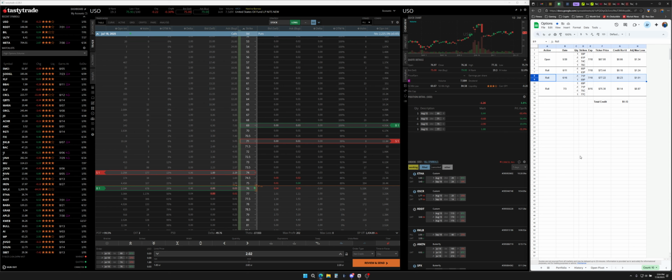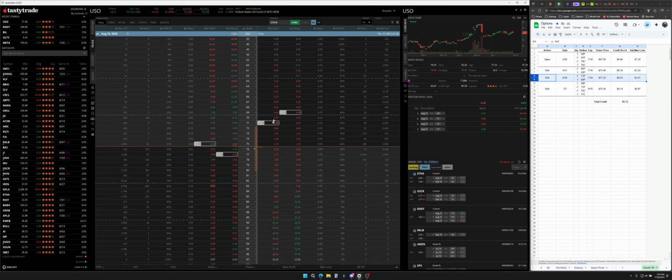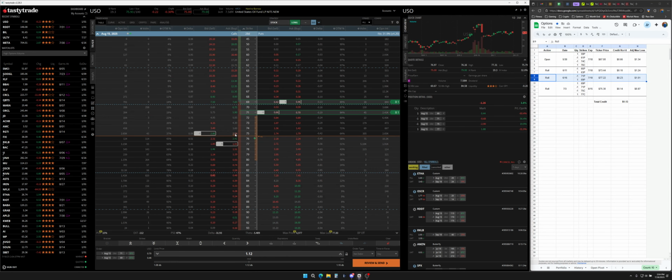And so because of that, I decided to close this whole iron condor out. And then I recentered and opened a new one, which was the current trade I have, where I opened up an iron condor here. This is the opposite.